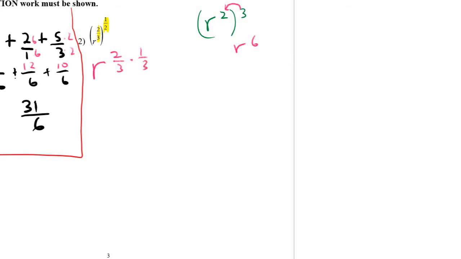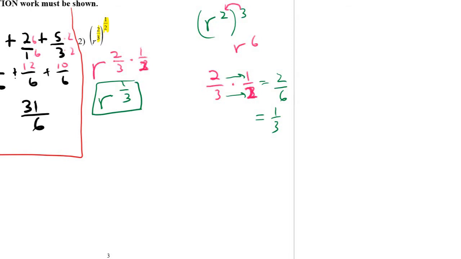Now let's do the fraction multiplication over here. 2/3 times 1/2. Sorry about that, this is 1/2. Okay, so let's multiply it together. You will find that 2 times 1 is 2, and 3 times 2 is 6. So it's 2 over 6, which you can reduce to 1/3. So this expression becomes r to the power of 1/3. And that is the answer.